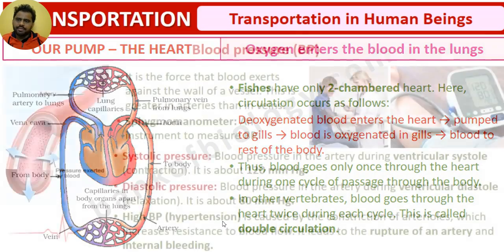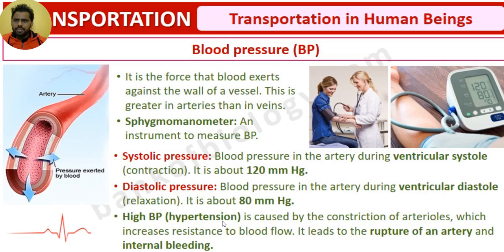Now let's move ahead. What is BP? We all know that sometimes when we visit the doctor, they measure our blood pressure. There is a standard reading. They say either the blood pressure has gone high or the blood pressure has come low. So what is blood pressure? Blood pressure, as the word suggests, is the force that blood exerts against the wall of a vessel. So, pressure exerted by blood against the wall of the vessel.